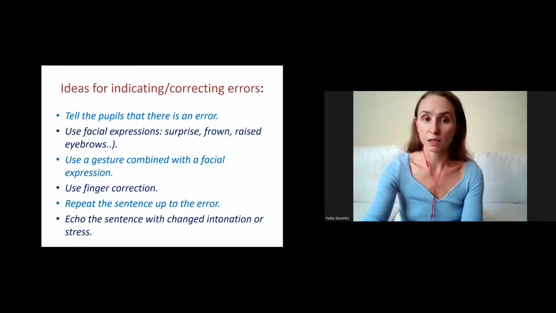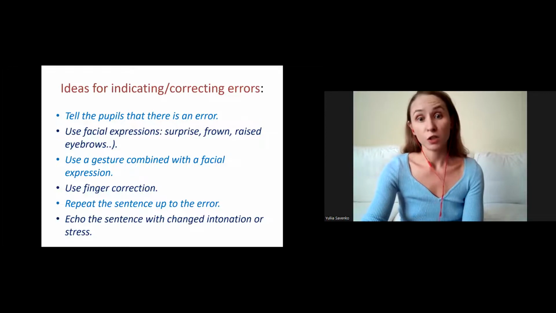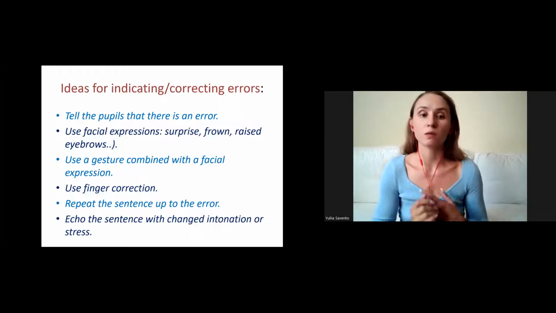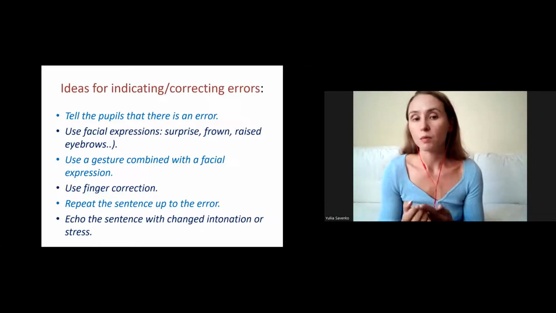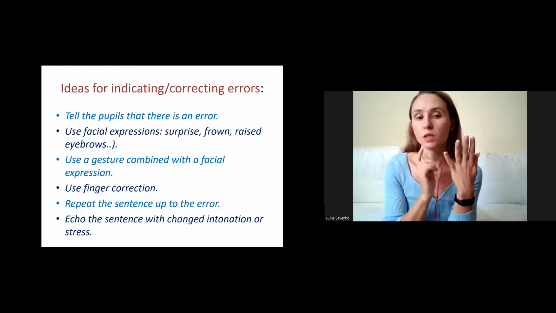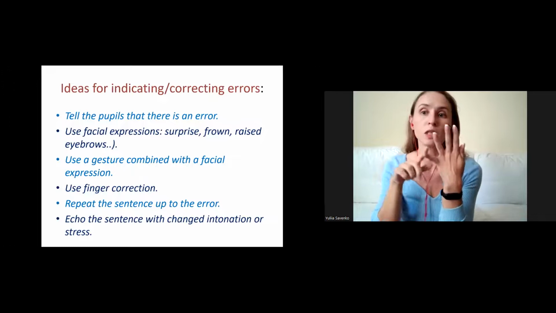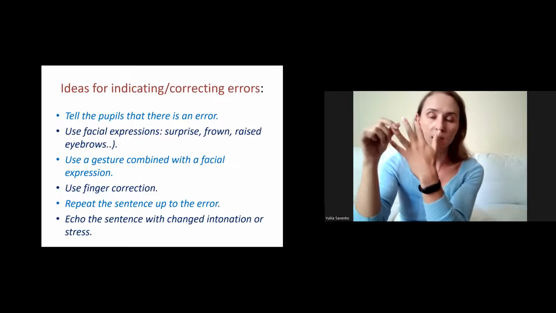Ideas for indicating errors. You can tell the pupils that there is an error. Use a facial expression of surprise or raised eyebrows so they understand that something is wrong. Use a gesture combined with facial expression. Use finger correction, and usually it's about word order or wrong usage of grammar. For example, she not like ice cream. It will be she does not like ice cream. So what is missing here? It's does.